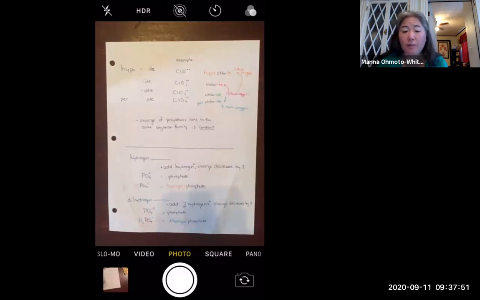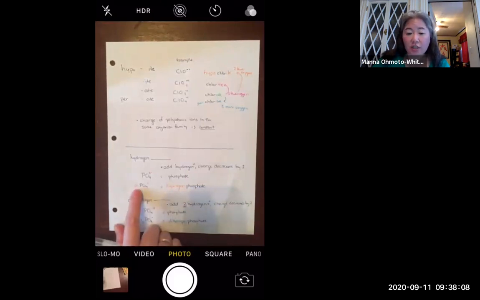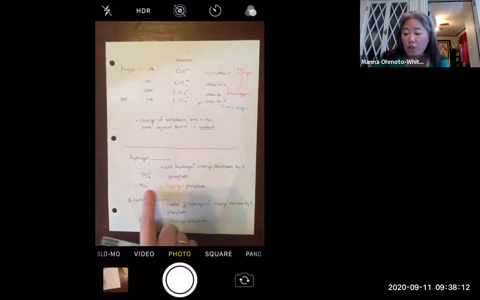What I'm doing when I add a hydrogen is adding the hydrogen plus ion to a polyatomic oxyanion. For example, I have the phosphate ion, which is PO4, and I add a hydrogen ion to that. The hydrogen gets added in front, and because I'm adding a +1 charge, the charge decreases by 1. So this would become hydrogen phosphate.